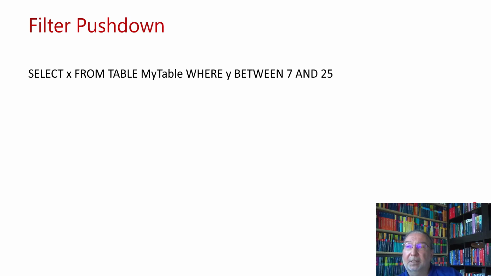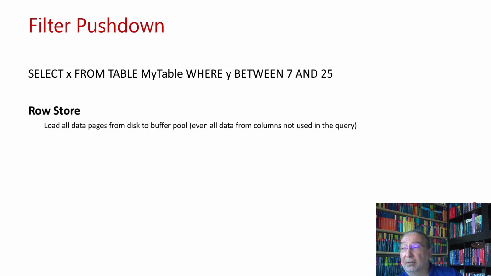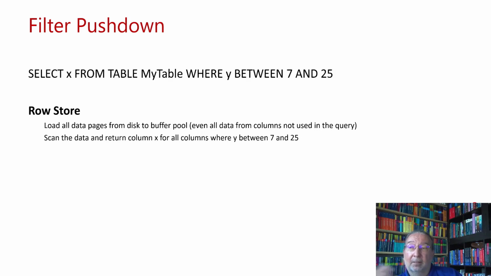So when you select from a table where your column has values between 7 and 25, in row store, what SQL Server has to do is load all the data pages from disk into the buffer pool, even all the data from columns that are not even mentioned in that query, scan the data, and return the value, add up the values for X, or select all the values for X, while checking the values for Y in each row.